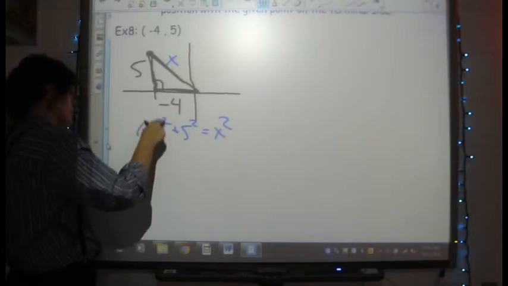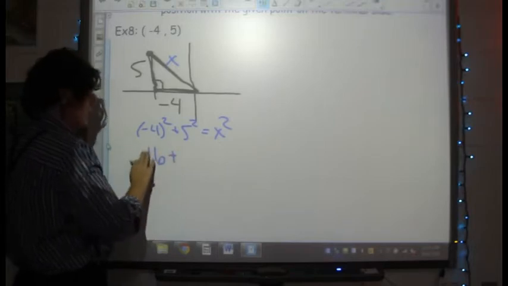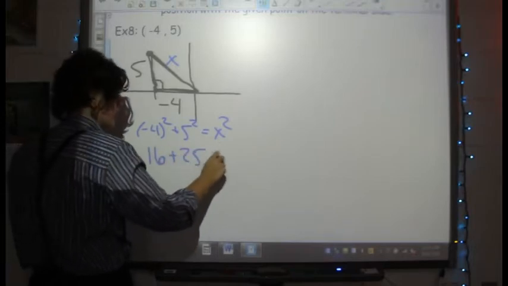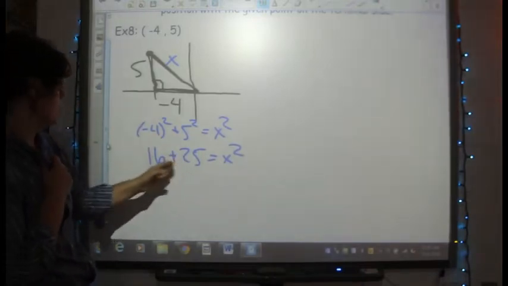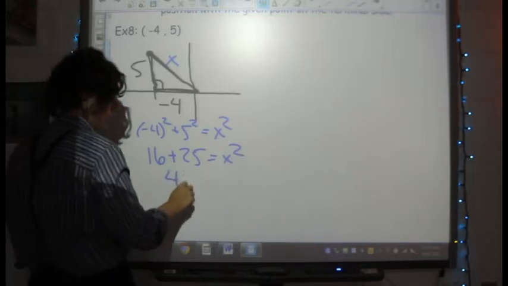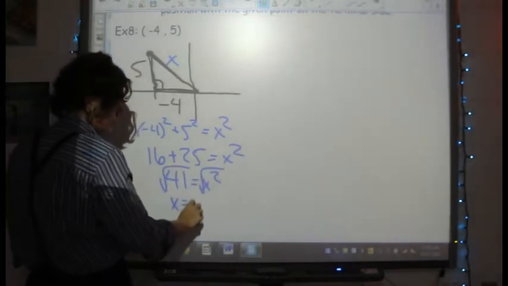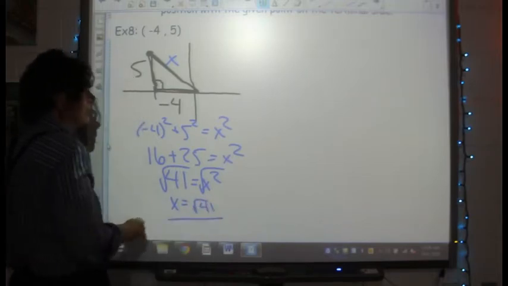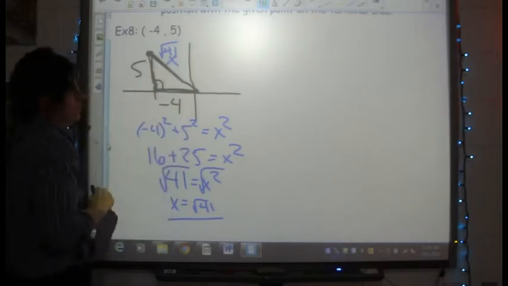-4 squared. Be very careful about that. Whenever you square a negative, it always becomes positive, so look out. So you have 16 plus 25 equals x squared. All right, 16 plus 25, well, that gives me 35. That gives me 41, I do believe. Yes, that gives me 41 equals x squared. Take a square root. Again, we don't need the plus or minus because we're talking about the hypotenuse. So this means that my hypotenuse is the square root of 41.